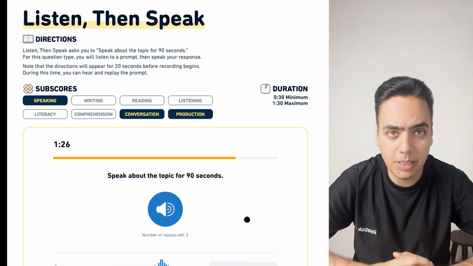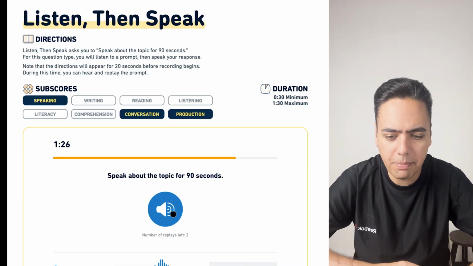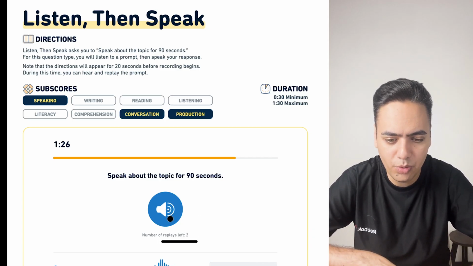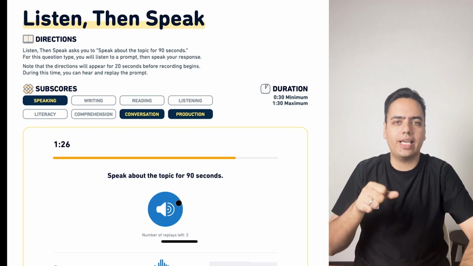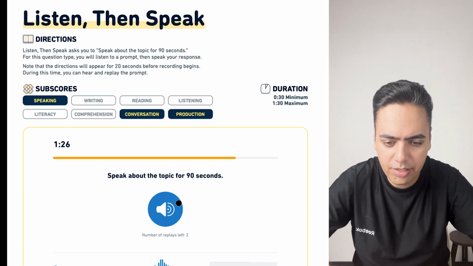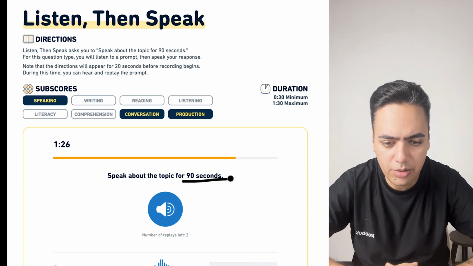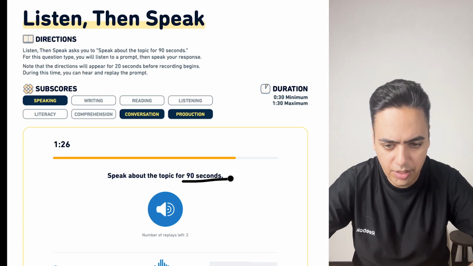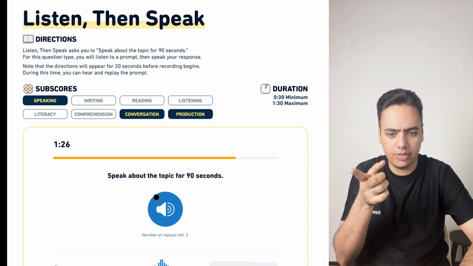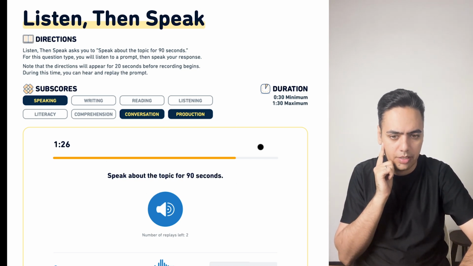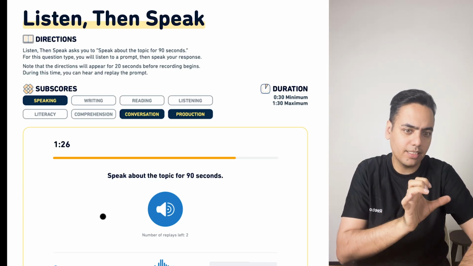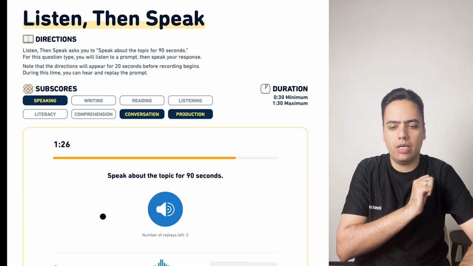Okay, again, here you have to talk about a topic. So you click on this speaker button and it shows the number of replays. Usually, when you see this blue speaker, it means that you can hear it 3 times. First time, and then you can repeat it 2 times. And then you have some time, as the instructions tell you, to speak about the topic. So for about 20 seconds, you can hear the instruction, read it, and listen to the prompt. And then when the 20 seconds is over, your timer for 90 seconds begins. You're ready to talk about that subject.